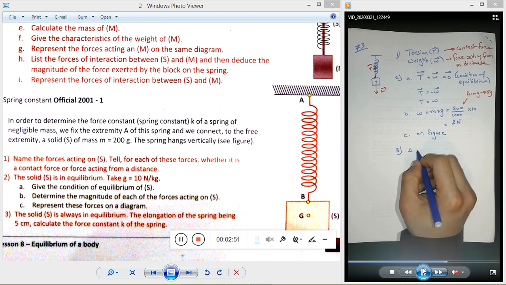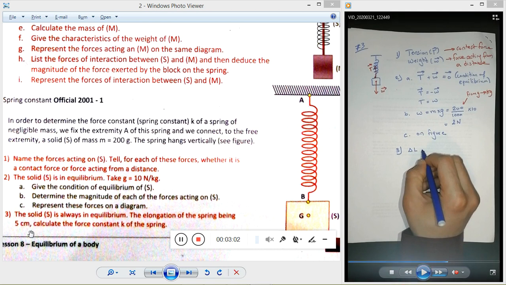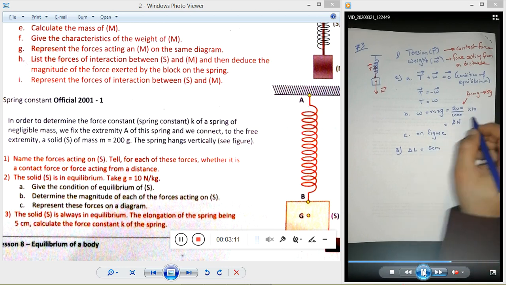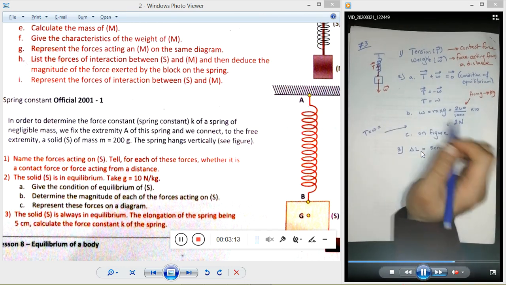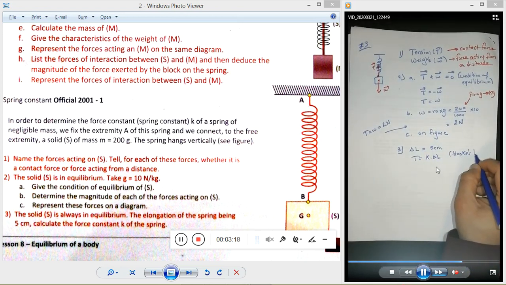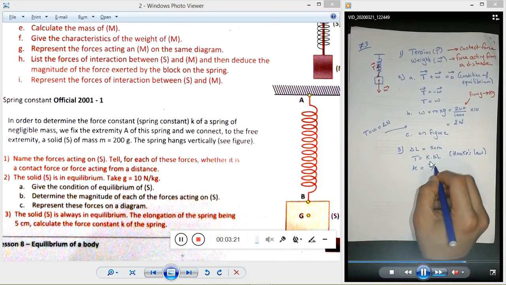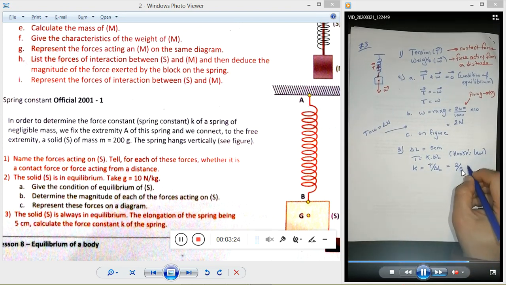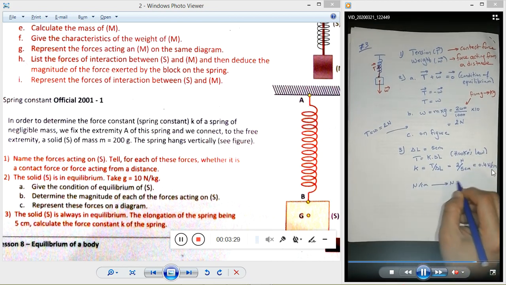The third part: the solid S is in equilibrium. The elongation of the spring is 5 centimeters. Calculate the force constant of the spring. Now we have the elongation, delta L, 5 centimeters. We want to calculate the stiffness constant or the spring constant K. According to Hooke's law, T equals K times delta L. So K equals T over delta L. We substitute the tension 2 and the elongation delta L 5. The answer is 0.4 newtons per centimeter.